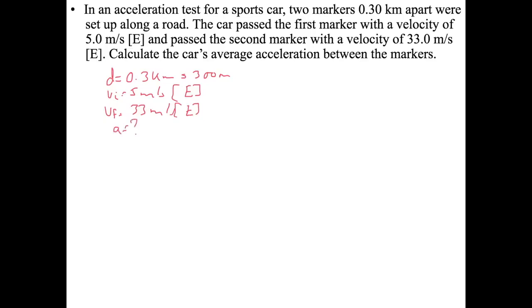The first thing we need to do is, again, assign a direction, so we'll call east positive. The second thing we need to do is identify which equation we are going to use. The only equation that really works is VF squared equals VI squared plus 2AD. A is what we are looking for, so we're going to need to solve for A. Let's put some numbers in first. VF is 33, so 33 squared equals 5 squared plus 2 times A times 300.